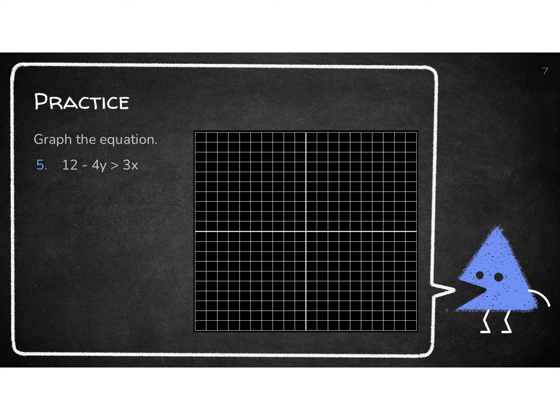All right, last example here. We want to get the y alone. So I'm going to subtract 12 from both sides. So I have negative 4y is greater than 3x minus 12. Divide by negative 4 every piece. So I'm going to get y. Since we divided by a negative, we are going to flip the sign, which is going to be y less than negative 3 over 4x plus 3. So I'm going to start up at 3.